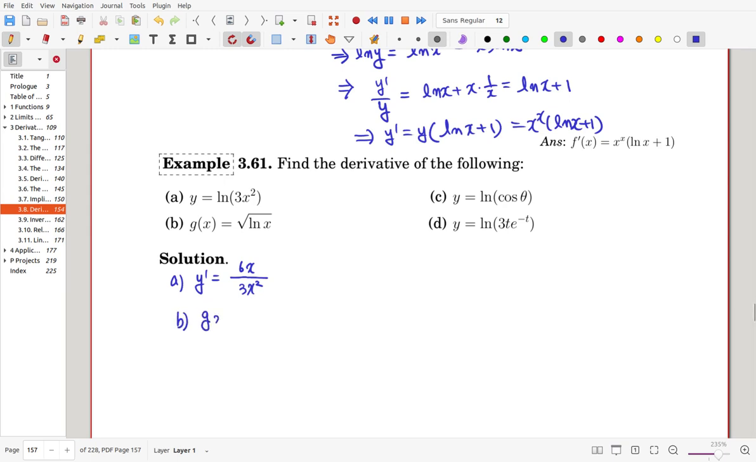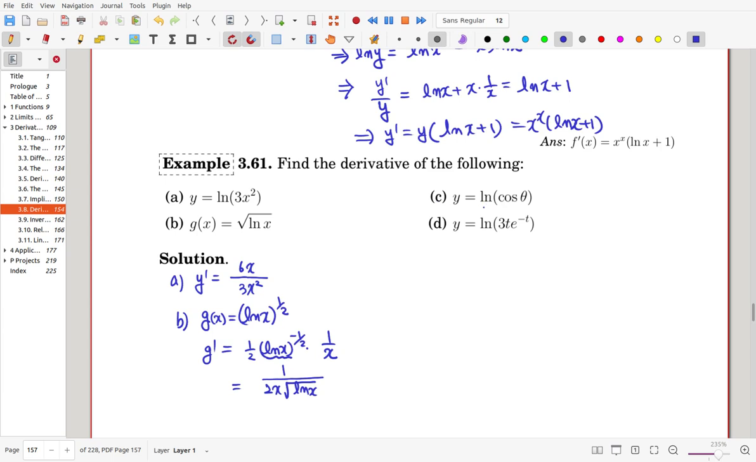Okay, now part B. g of x is the same as logarithm x to the half power. So when you try to get g prime, we consider logarithm x as a variable, then the half will go out, and we have logarithm of x to the minus half power, times the derivative of logarithm x, 1 over x. Right? Then that is 1 over 2x times the square root of logarithm x. That's the final answer.